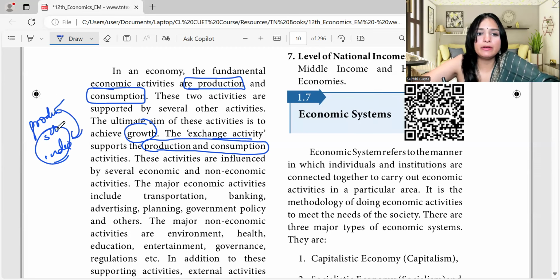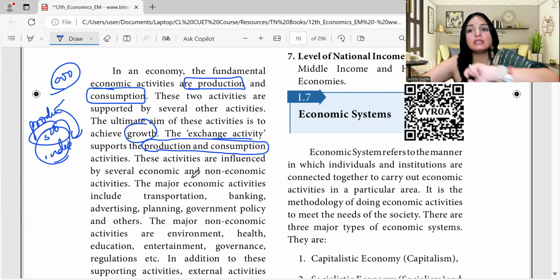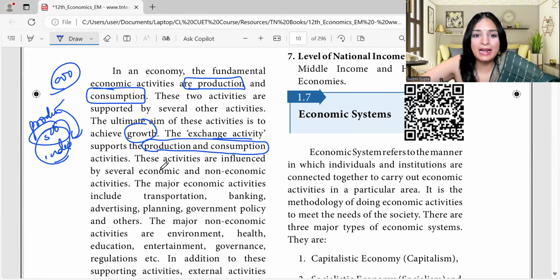But if I'm producing in India, 500 units are needed, but I'm producing 1,000 units. So I'll do the exchange activity. And when I do the exchange activity, it will support production and consumption, right? It may not be the fundamental activity, but it is still supporting production and consumption.